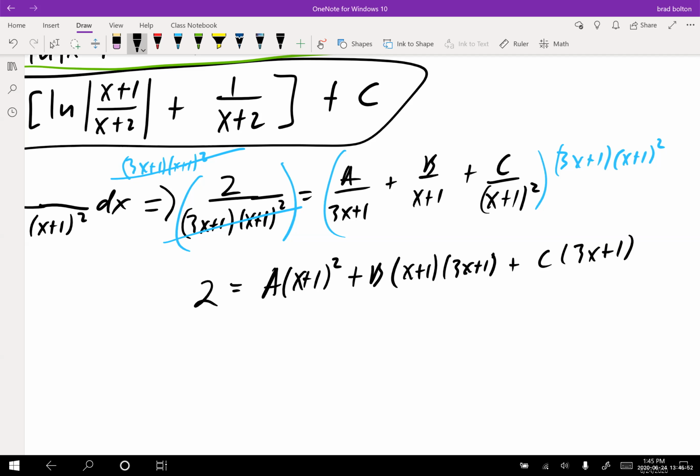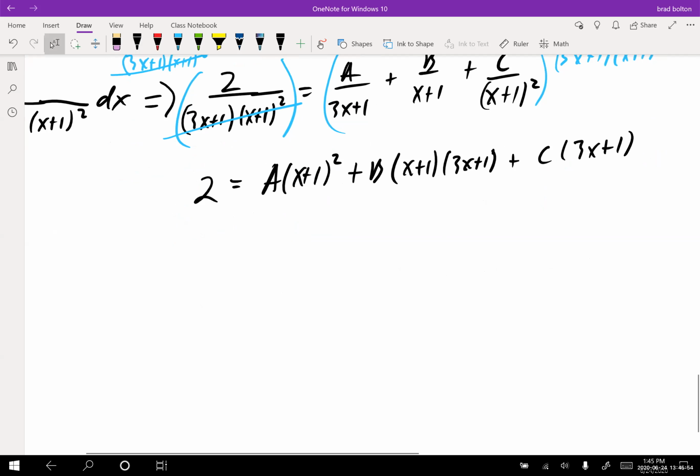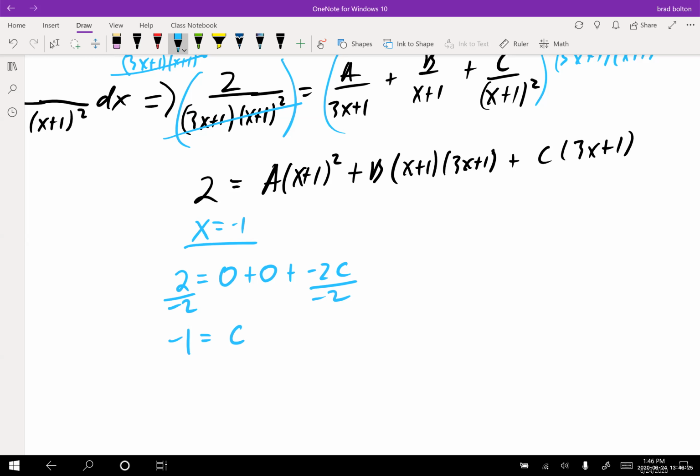Okay, so now you guys gotta choose your really good x's. A good x, maybe I'll do it in blue so it looks a little bit separate, a good x is -1, right? So that means that this is 2 equals 0 plus 0 plus, now -1 times 3 is going to be -3, plus 1 would be -2, so this will be -2c. Divide both sides by -2, so we get -1 is equal to c.